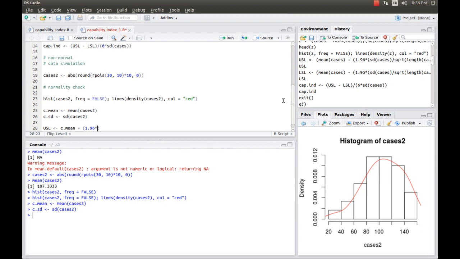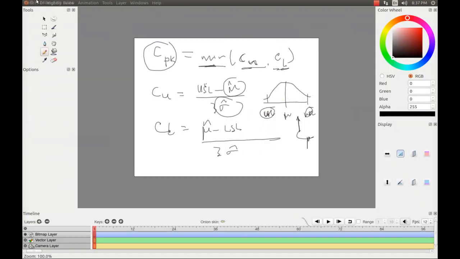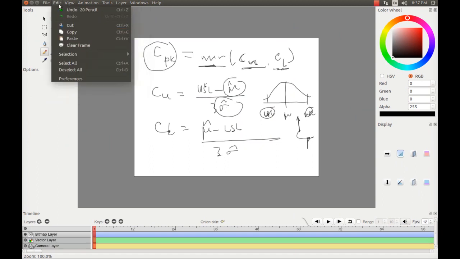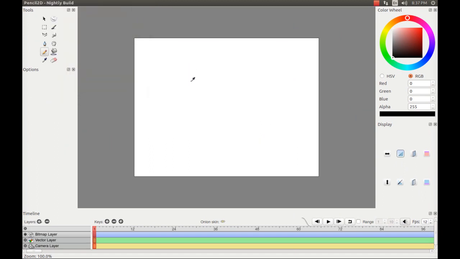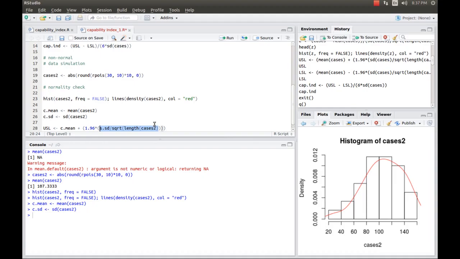Multiplied C, I think here we need a standard error, not the standard deviation. C standard deviation divided by square root of length of cases. This particular part of the formula is the standard error. You just have to go to my previous demonstration where I explained the standard error is actually the standard deviation divided by square root of n. So this is what I'm trying to do here.